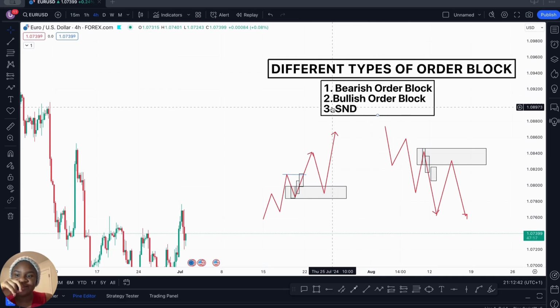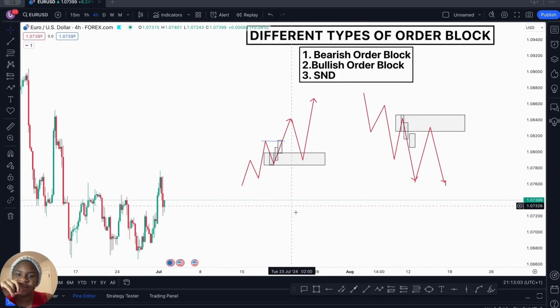Now, how do we know SND? Many traders out there don't know what they call SND, and sometimes markets react in that direction, and you wonder, why is market reacting there? What is happening? You look at your chart. Am I doing something wrong? Why is market reacting there?